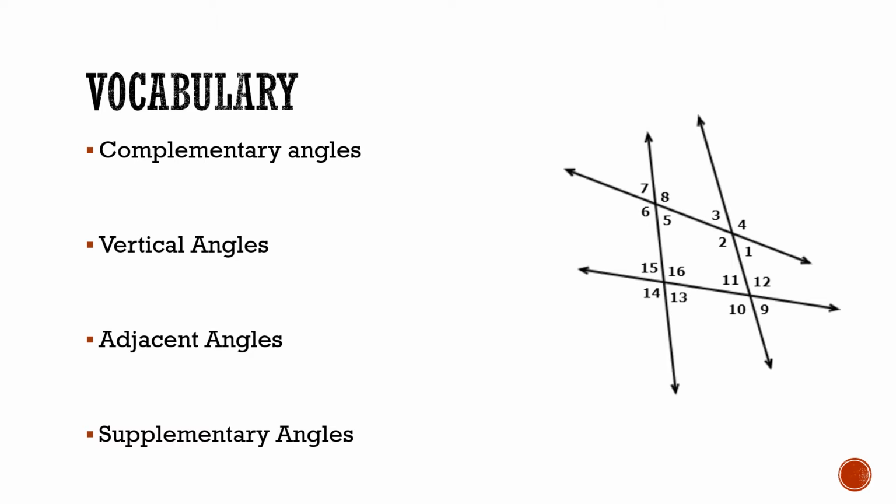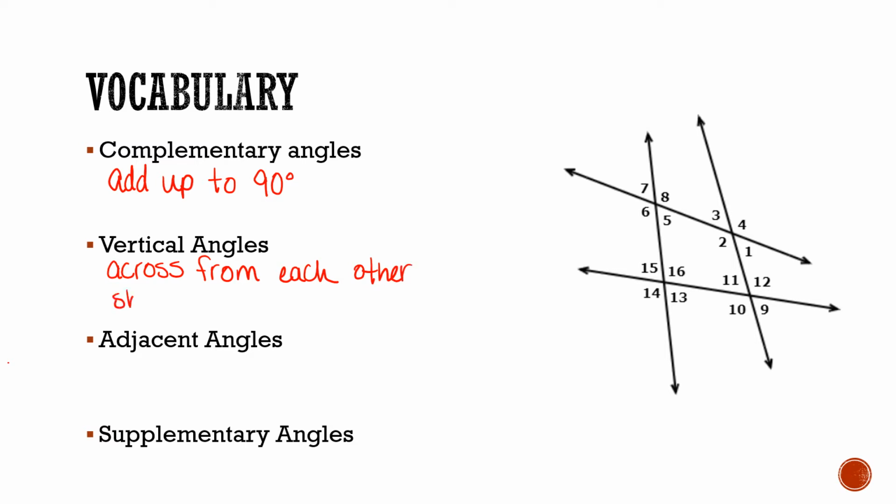So complementary angles are two angles that add up to 90 degrees. Vertical angles are angles that are across from each other. Be a great idea to write this down. So they're across from each other. They share a vertex. Okay, a vertex is that middle part, kind of where the angle is bending.